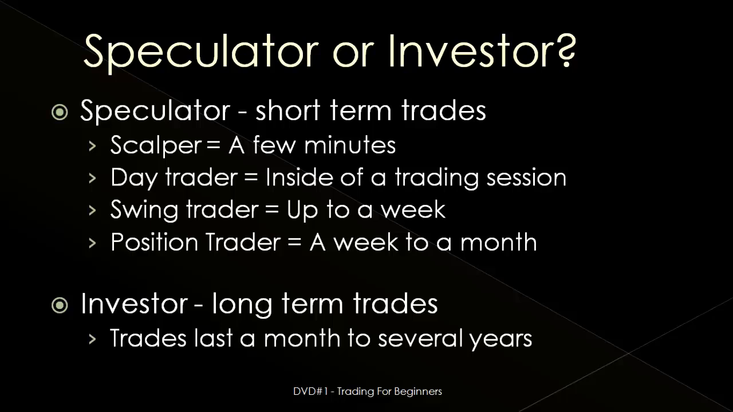The other type of trader that you have is the investor. Now, investors are very long-term traders. Trades can last from anywhere between a month to several years. A lot of investors are made up of traders that use fundamental analysis. Speculators are made up predominantly of technical traders. The reason for that is because speculators use smaller time frames, and smaller time frames rely heavily on the use of charts to make trading decisions.